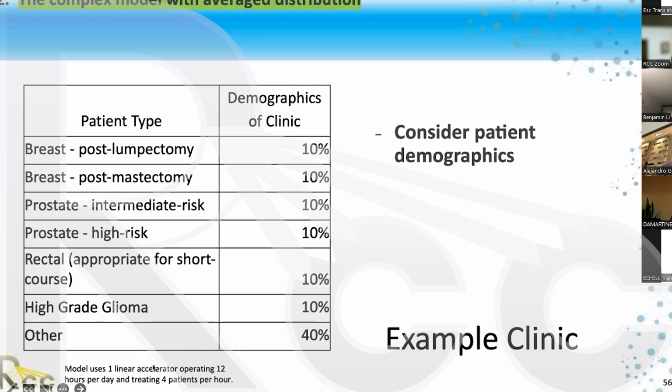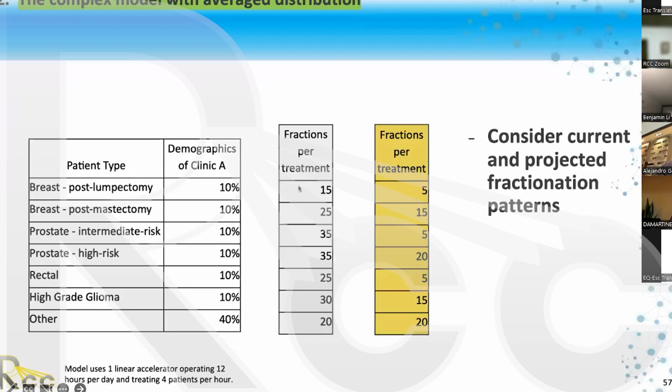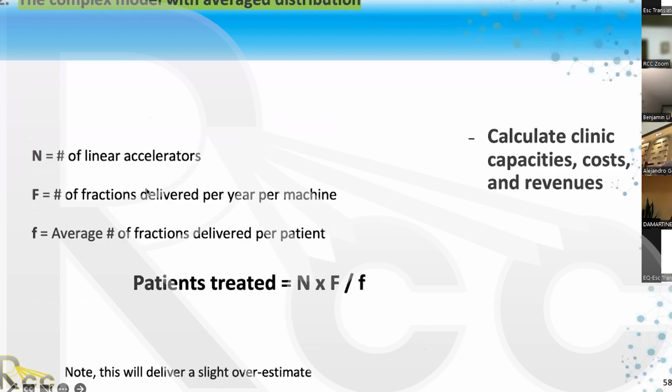And that model uses one linear accelerator that operates 12 hours a day, treating 4 patients per hour. We have the number of fractions used today and hypofractionation that's projected. And there's a formula that we can use in order to calculate the number of treated patients per year, the number of devices, the number of fractions delivered per machine per year, and the average number of fractions delivered per patient.